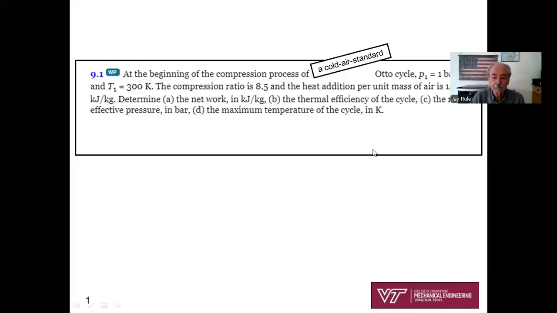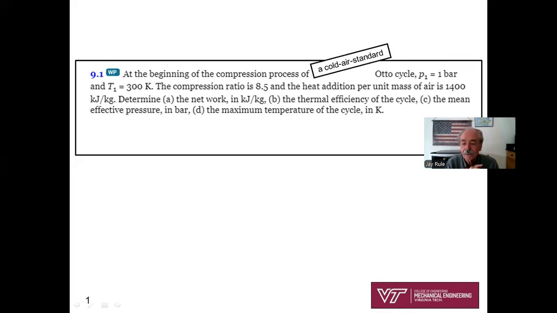Here's the exact problem statement for 9.1, except you can see that I'm replacing the air standard assignment with cold air standard. Beginning of a compression process of a cold air standard Otto cycle with P1 equals 100 kPa, or 1 bar, and T1 is 300 degrees K. The compression ratio is 8.5, and heat addition per unit mass of the air is 1,400 kilojoules per kilogram. What you need to determine is the net work, the thermal efficiency, the mean effective pressure, and the maximum temperature of the cycle.